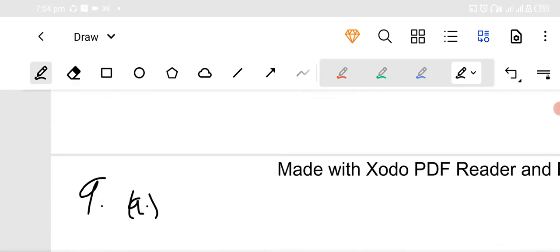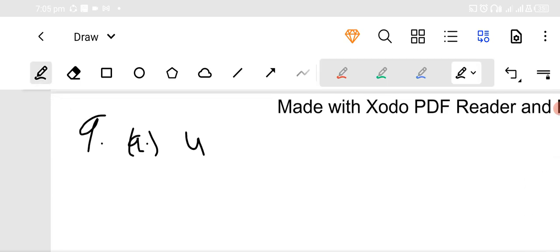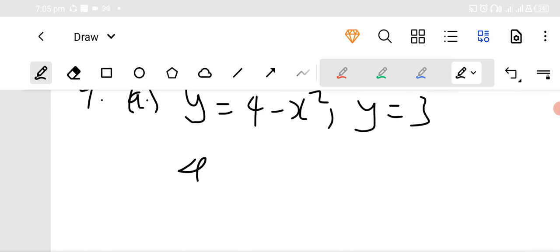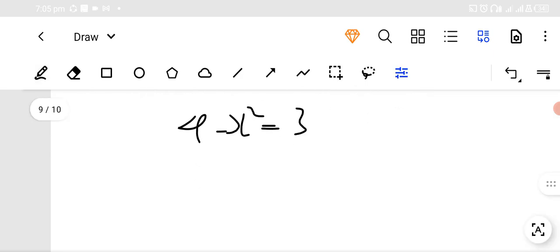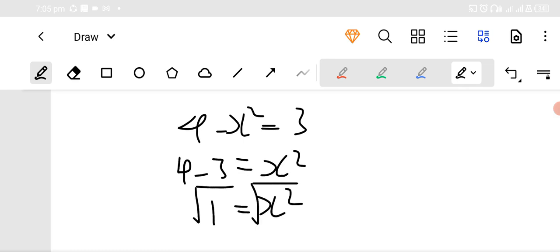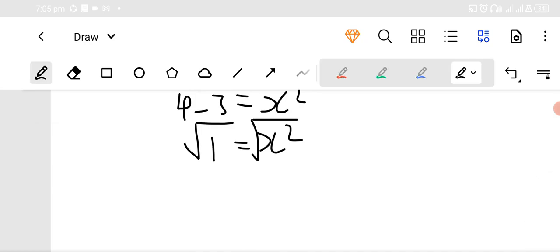So we have a curve and a linear straight line. So y is equal to 4 minus x squared and y is equal to 3. Since both are equal to y, we can say 4 minus x squared is equal to 3. We are going to have 4 minus 3 is equal to x squared. 1 is equal to x squared. Square root both sides. x is equal to plus or minus 1.